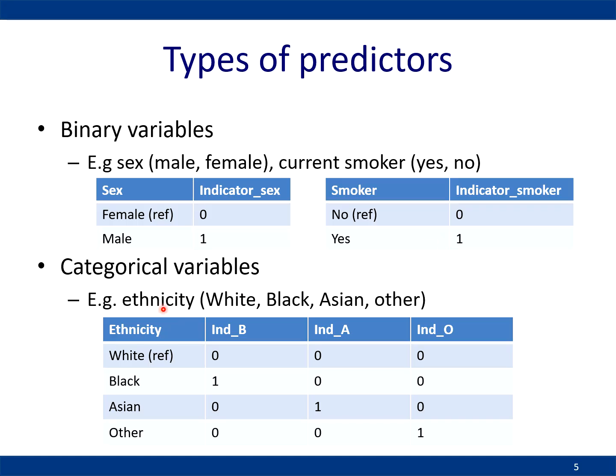So if we consider ethnicity, which might have 4 different categories, white, black, Asian and other, we need to be able to code each of these categories uniquely. So we do this using a series of indicator variables, which will be one less than the number of categories. So for our reference category here, white, all of the indicator variables will take the value 0, and for each of the other categories, one of the indicator variables will take the value 1.